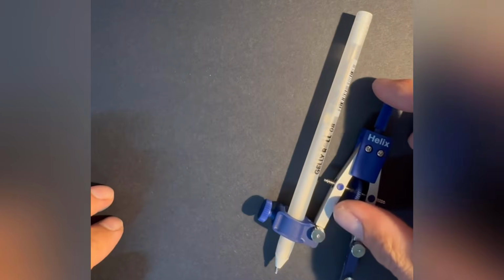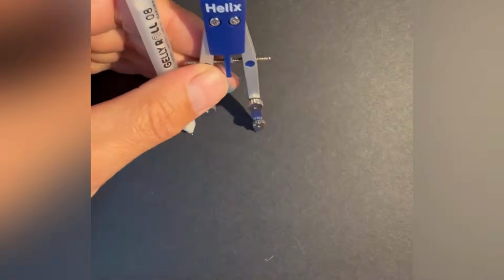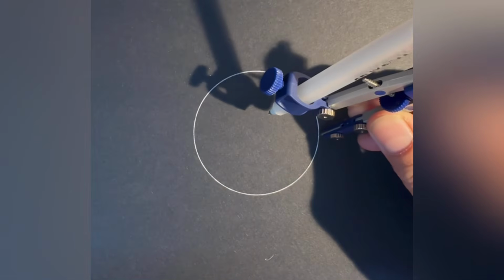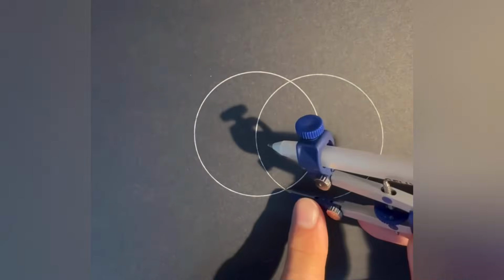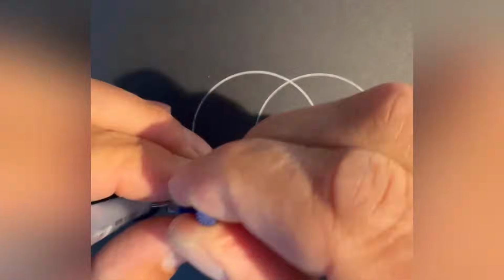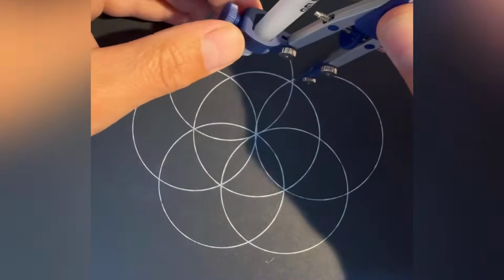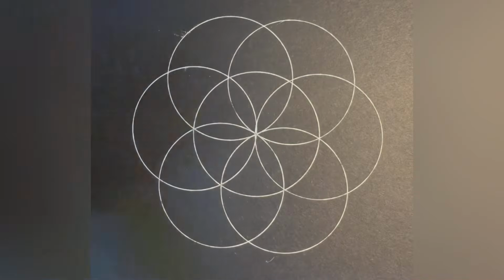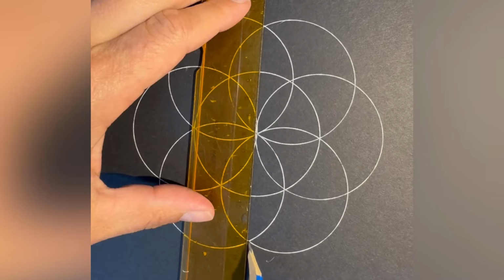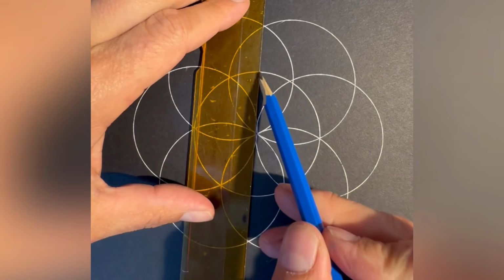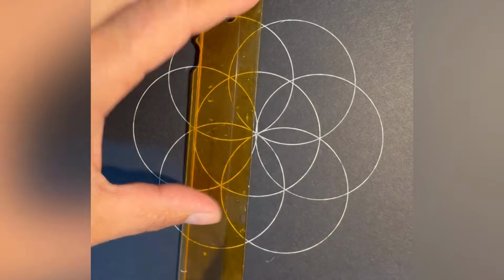Okay, to draw the Lotus of Life, start with the center point, find the connecting point. So from that point there to that point there, make a little tiny mark.